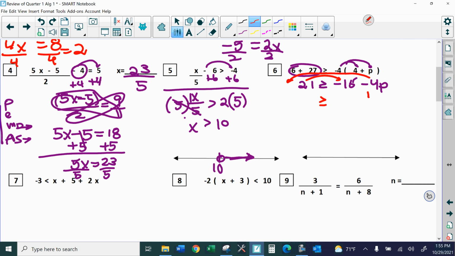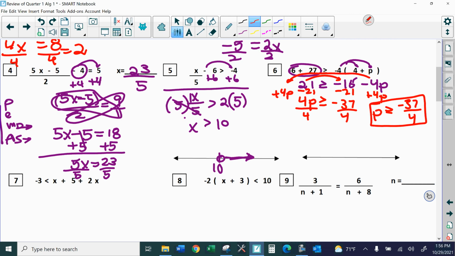So how do I move it across? Just add the 4p across. So I have 4p, and how do I get rid of the 21? Opposite of positive 21, negative 21. Negative 21 and negative 16 is negative 37. Last step, divide by 4. So p is greater than or equal to negative 37 fourths.